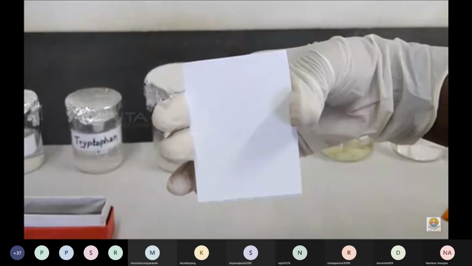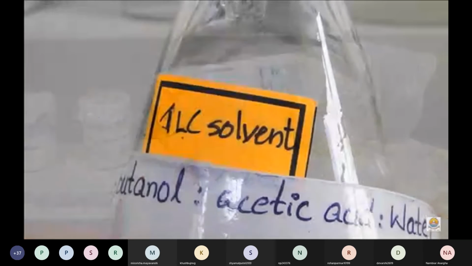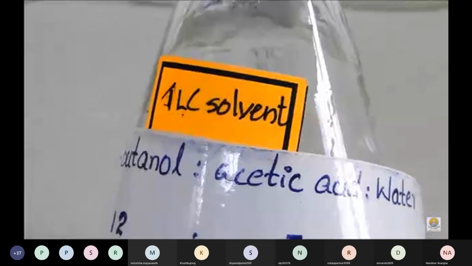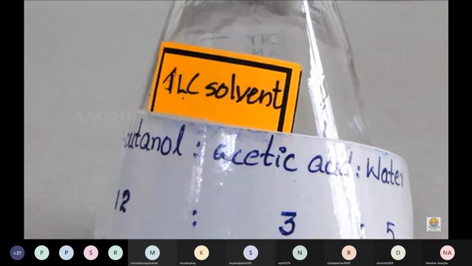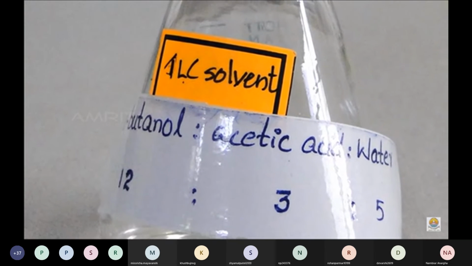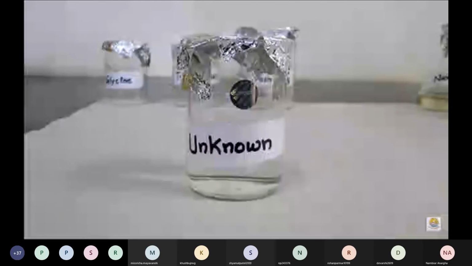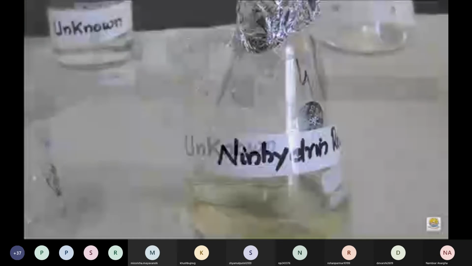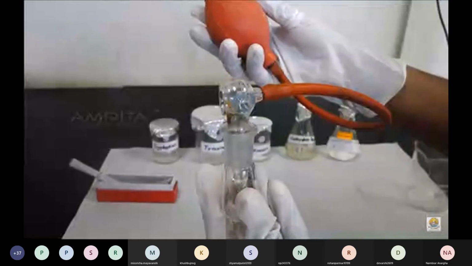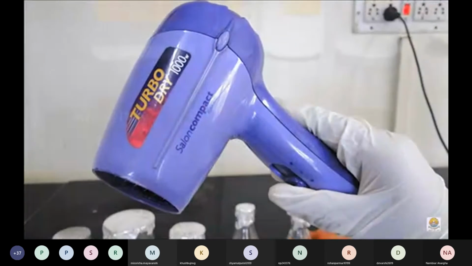Apparatus: TLC plate, solvent, a mixture of N-butanol, acetic acid, and distilled water in the ratio 12:3:5, 3 known amino acids, an unknown mixture of amino acids, ninhydrin, a spray bottle, a blow dryer.